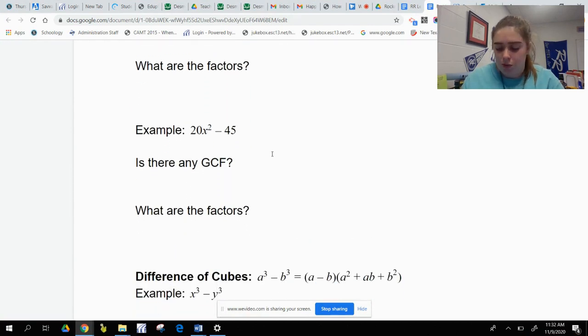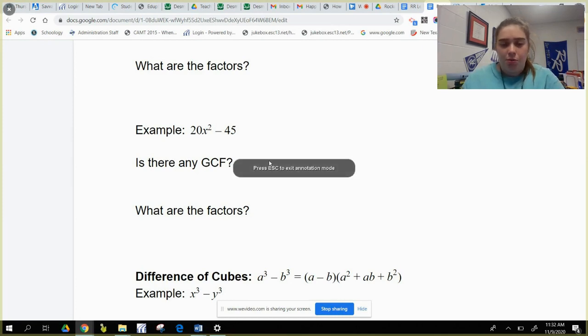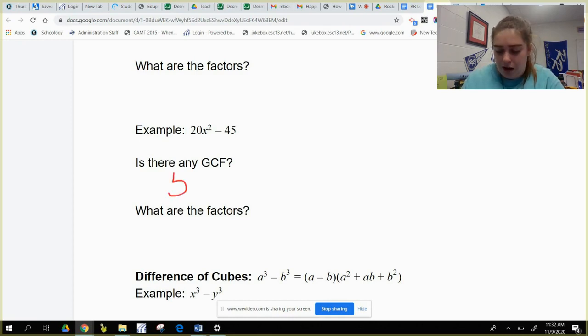All right, so let's check this one together. Is there any greatest common factor? We only have an x on one of these, so let's think about numbers. What number could go into both 20 and 45? The greatest number, what do y'all think? I think maybe 5. We could divide 20 by 5, which gives us 4, and then divide 45 by 5, which gives us 9, right? So I think that is our greatest common factor. That's going to be 5.